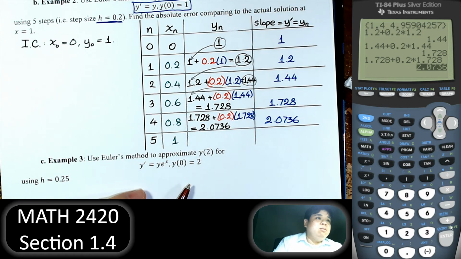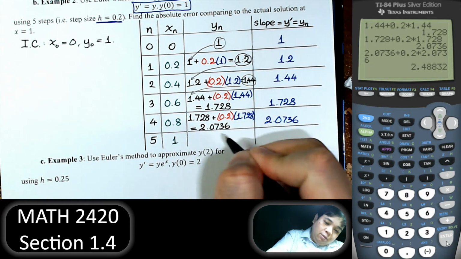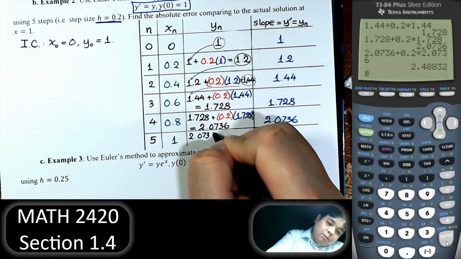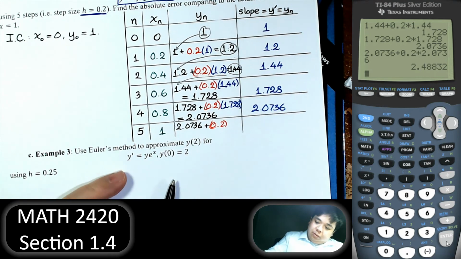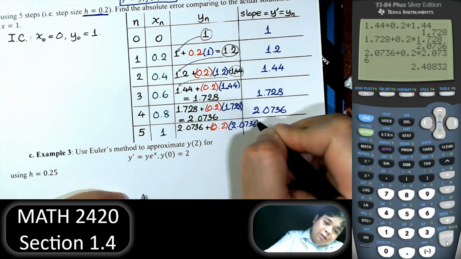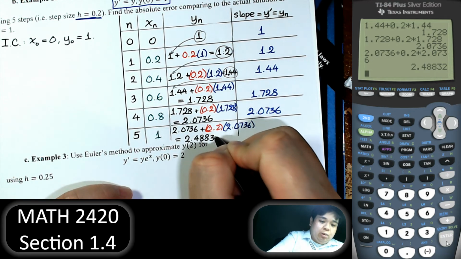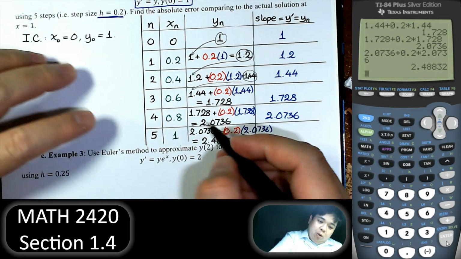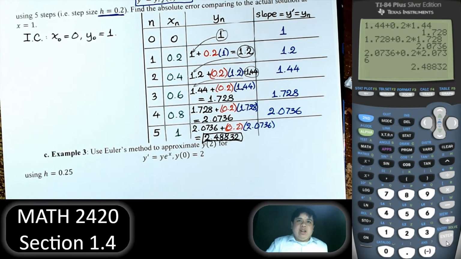And then one more time, with that new slope, we have 2.48832. Right, so we have approximately y at 1 equal to that. When x equals 1, y is approximately equal to that. Now let's use a calculator to confirm our calculation, to make sure that it is correct.